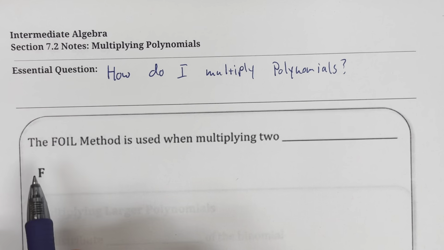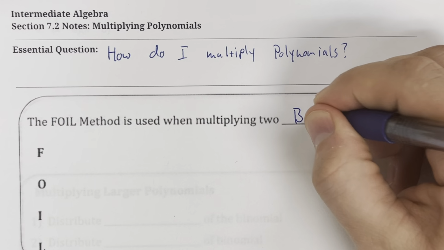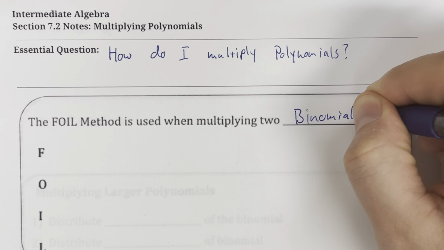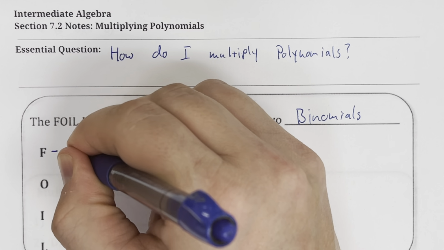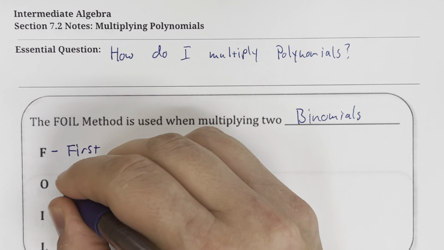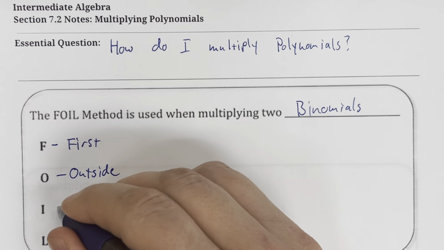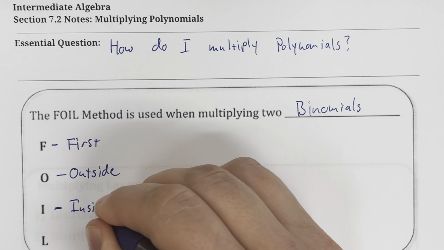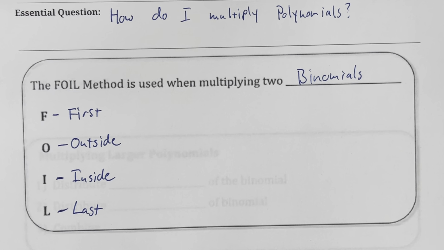The first thing I want to talk about is the FOIL method. The FOIL method is something we refer to when we multiply two binomials together. FOIL really is just an acronym. It stands for we multiply the first terms, then we multiply the two outer terms, then we multiply the inside, and then we'd multiply the last. So I'm going to refer to this as we FOIL it out, but realistically the FOIL process is just going to be distributing both terms of the binomial, okay?